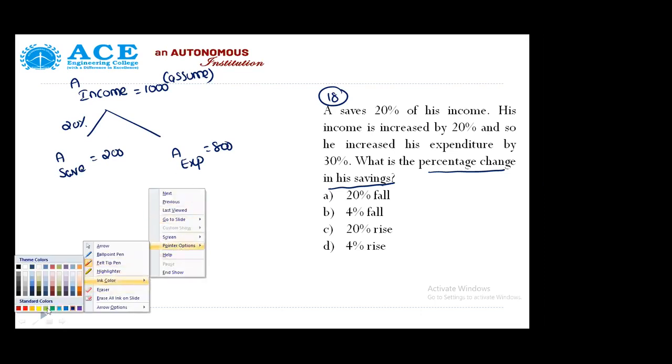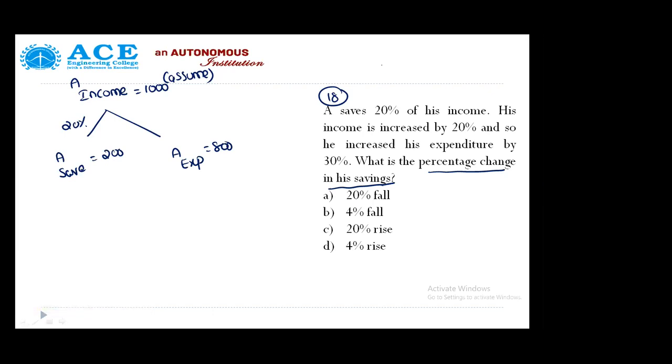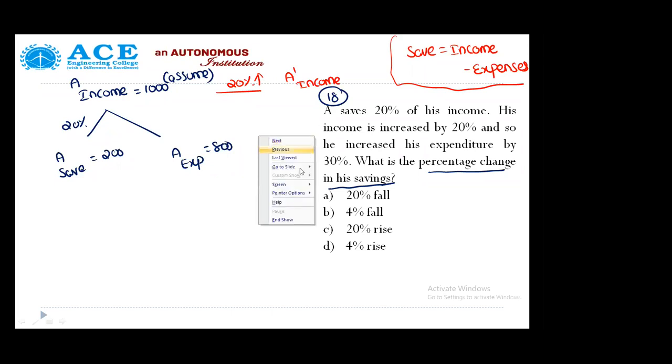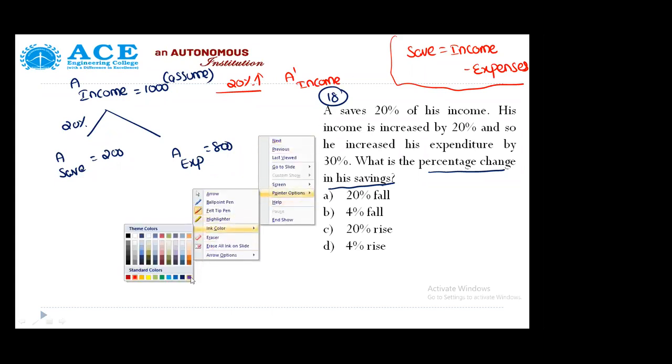Now we already know the relation between saving and income. Saving is income minus expenditure. What is the income or salary you are getting? Income minus expenses or expenditure is nothing but saving. Now here A's income increased by 20%. So A's income is now 1200. A 20% increase, we get 1200 as A's income. Okay.